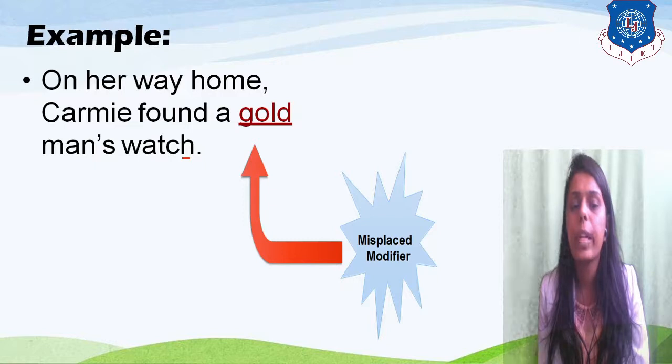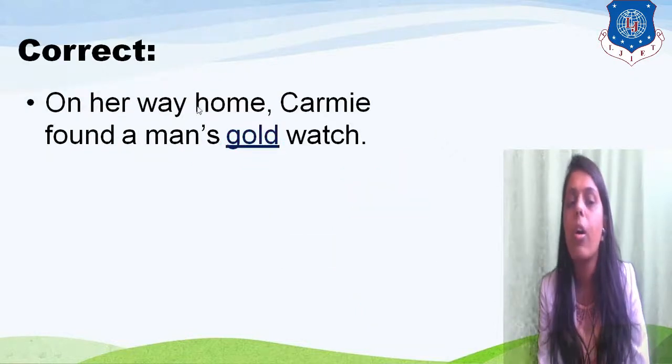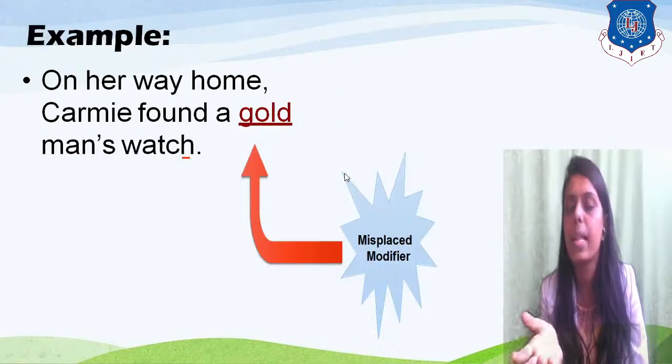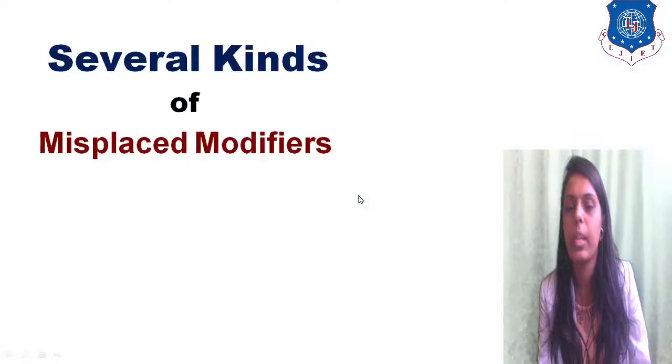Example: on her way home, Carmi found a gold man's watch. So you can see this gold is a misplaced modifier, because what she wanted to tell is that on her way home, Carmi found a man's gold watch, not a gold man's watch, right? So you can see here how the whole meaning of the sentence changes because of one misplaced modifier, right? So this is the correct sentence: on her way home, Carmi found a man's gold watch, right?